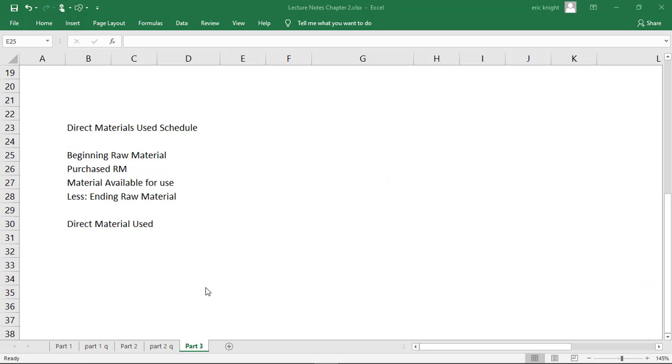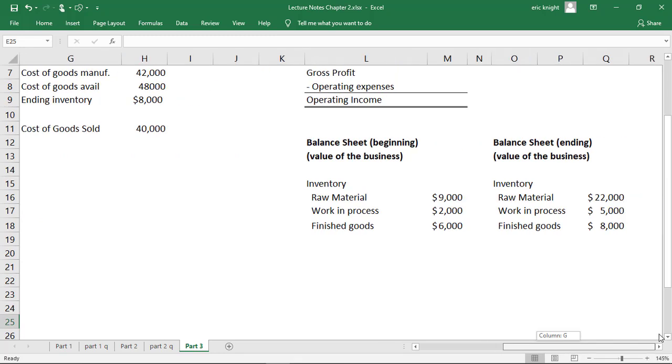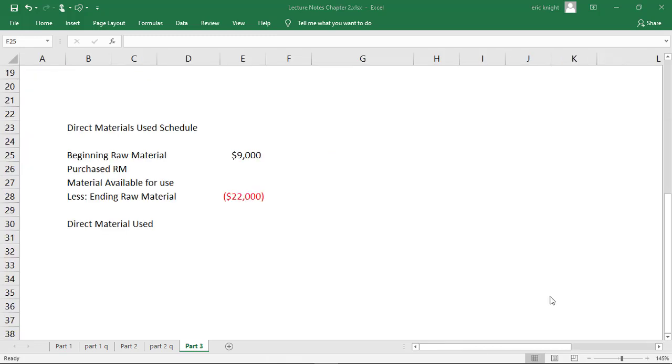For my direct material used schedule, I'm going to take my beginning raw material and my ending raw material from the balance sheet. So if we go back up to my beginning and ending balance sheets, my raw material started out as $9,000. At the end of the year, my balance sheet shows that I have raw material of $22,000. So I'll put that in my schedule, beginning raw material 9,000, ending raw material 22,000, and then we've also purchased some raw material during the year. This is going to have to be given to you: 27,000.